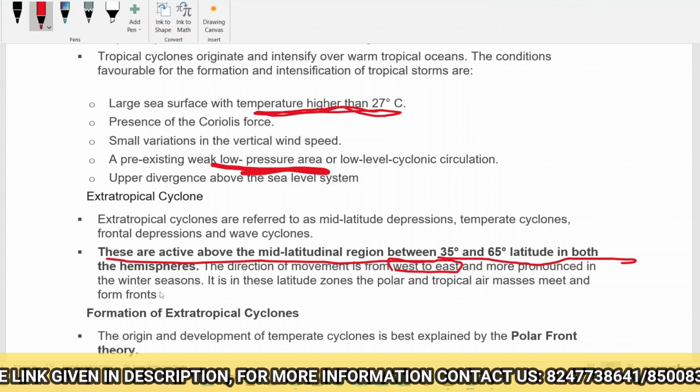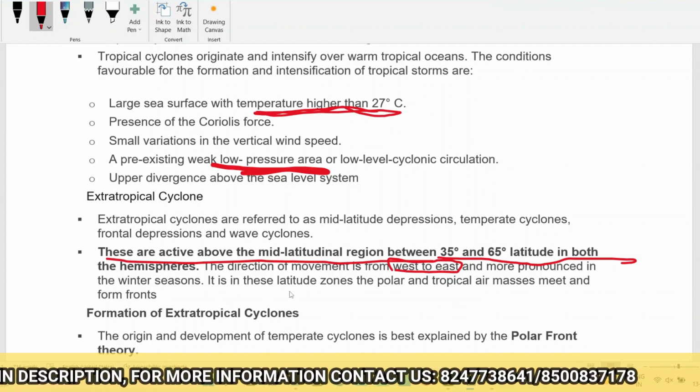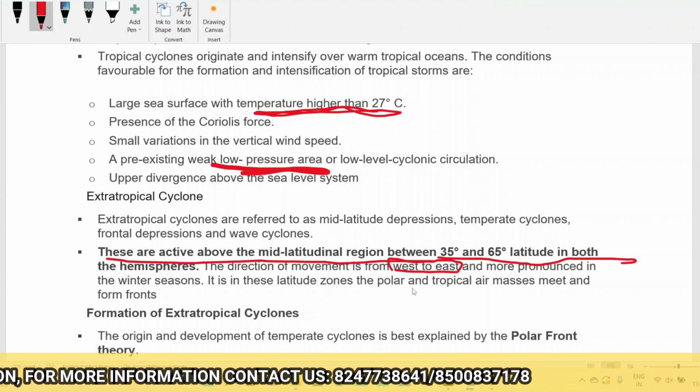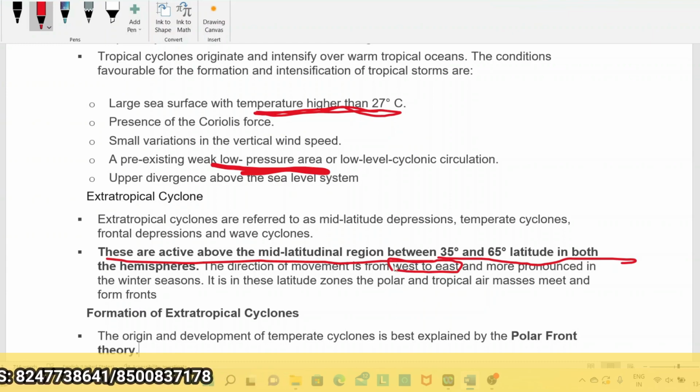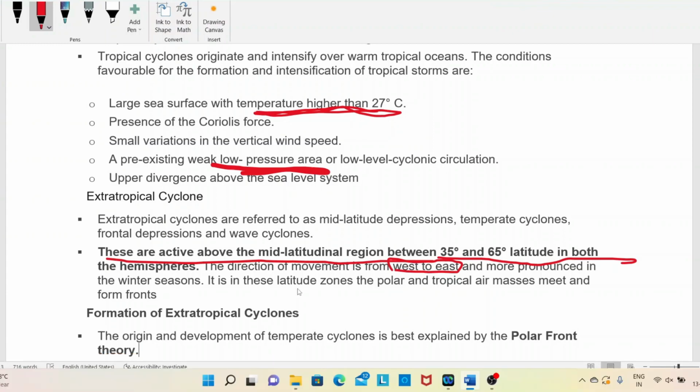In these latitudinal zones, polar and tropical air masses meet and form fronts. This is about extratropical cyclones. The important point is that they are active in the mid-latitude region between 35 degrees to 65 degrees latitude in both hemispheres, and the direction is very important. The direction is from west to east.